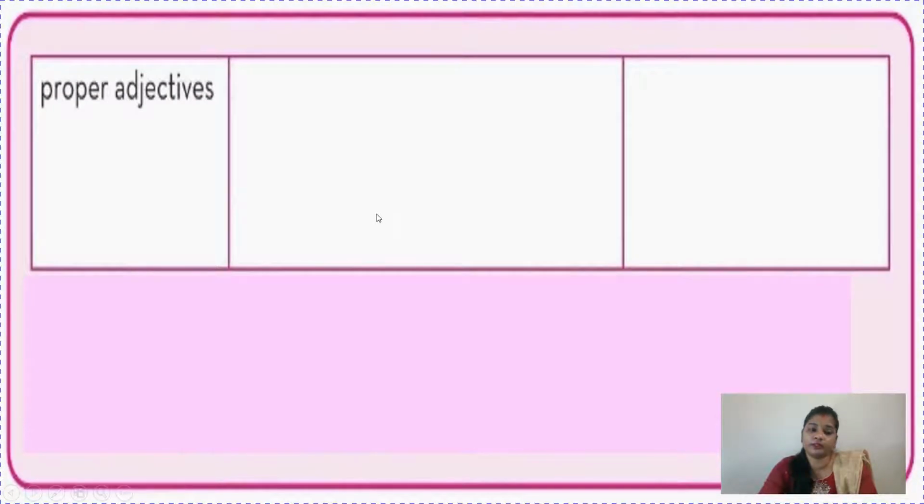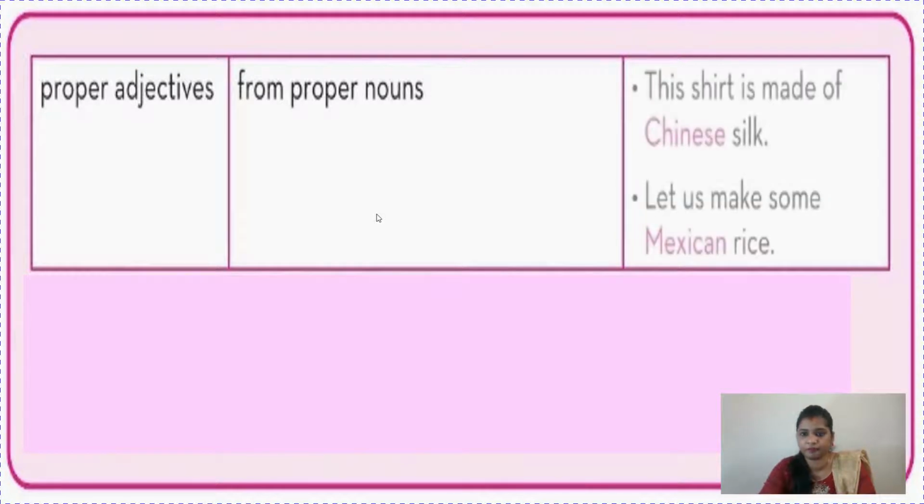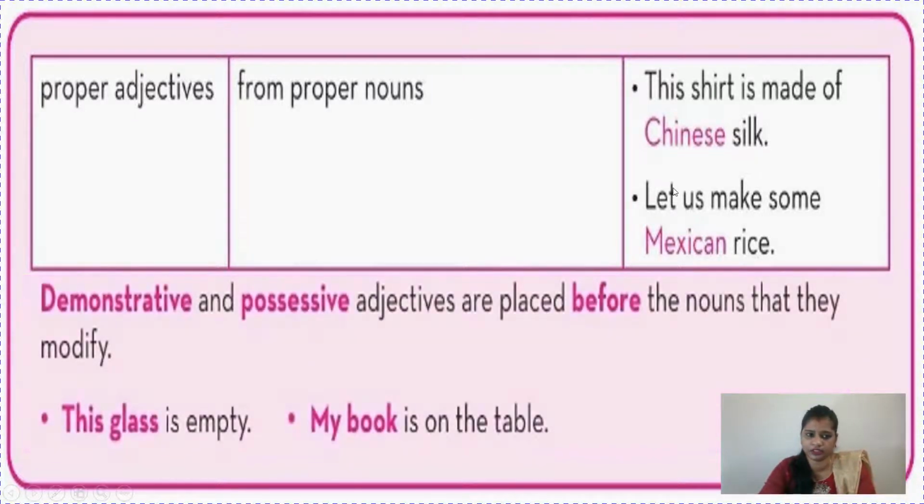In the same way, proper adjectives, so it is used for proper, it is framed, or you can say it is made from proper nouns. Proper nouns means what? Like India, India is a country, it is a proper noun. So from India we can say Indian, from Pakistan, Pakistani, from Japan, Japanese, China, Chinese, America, American. In the same way, this shirt is made of Chinese silk. Let us make some Mexican rice. So Chinese, Mexican, children, these are proper adjectives.